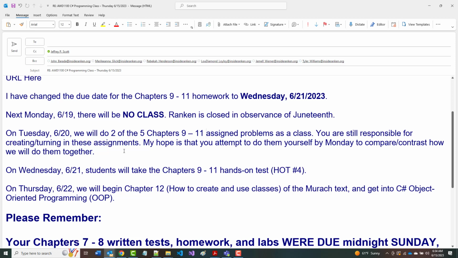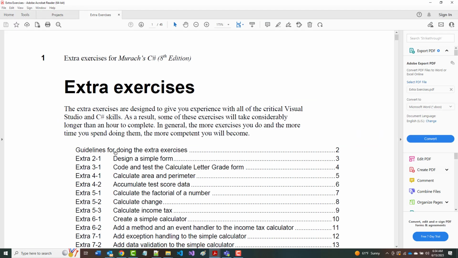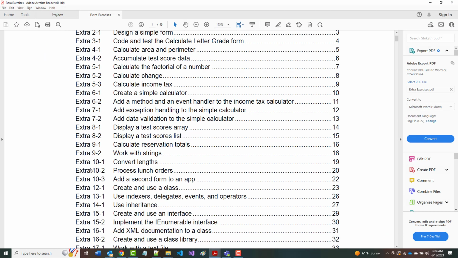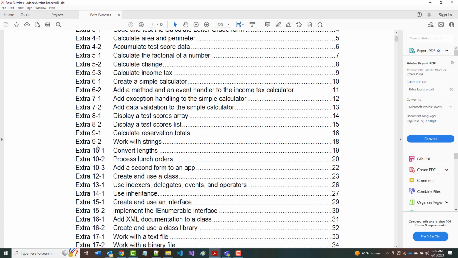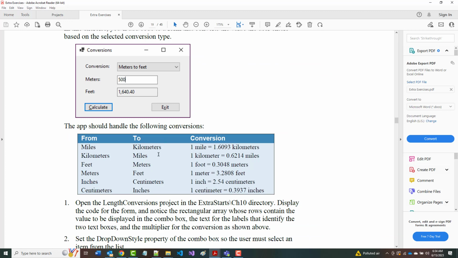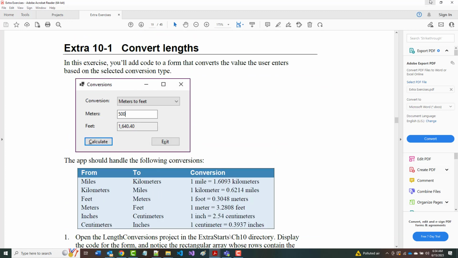Then on, I should mention too, we'll do 2 of those extra exercises. There are 5 that you're being assigned: 9.1, 9.2, 10.1, 10.2, and 10.3. For sure, we're going to do 10.1, this thing on the lengths, as a class. For sure, we will do that.